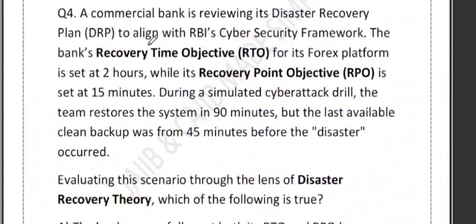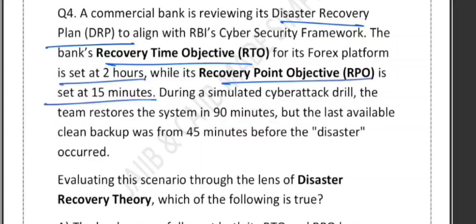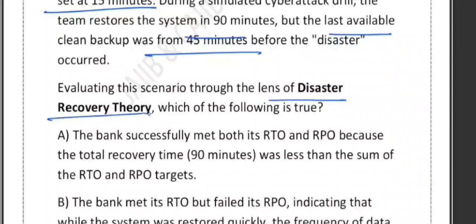So the next question is, RTO versus RPO. That is called recovery time objective versus recovery point objective. So we are talking about the disaster recovery plan. A commercial bank is reviewing the disaster recovery plan. The bank's recovery time objective for its Forex platform is set at 2 hours, while recovery point objective is set as 15 minutes. Right. So let's clear this one. Bank Forex platform has RTO 2 hours, RPO 15 minutes. During a cyber attack drill, recovery took 90 minutes, but the last clean backup was 45 minutes before the disaster. Now which statement is true in the context of disaster recovery theory?